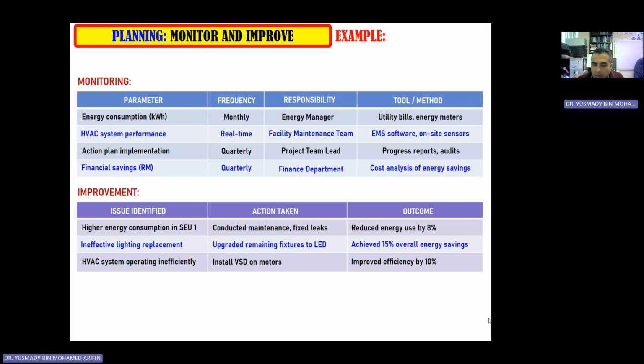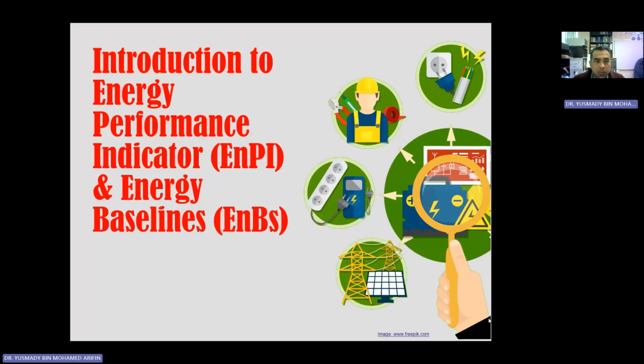And in terms of outcome, you can improve efficiency by 10%. So these are the example of the table for the monitoring and also the improvement. Okay, now about the introduction to energy performance indicator, or we call the short form for the energy performance indicator, ENPI, and also energy baseline, ENBS.